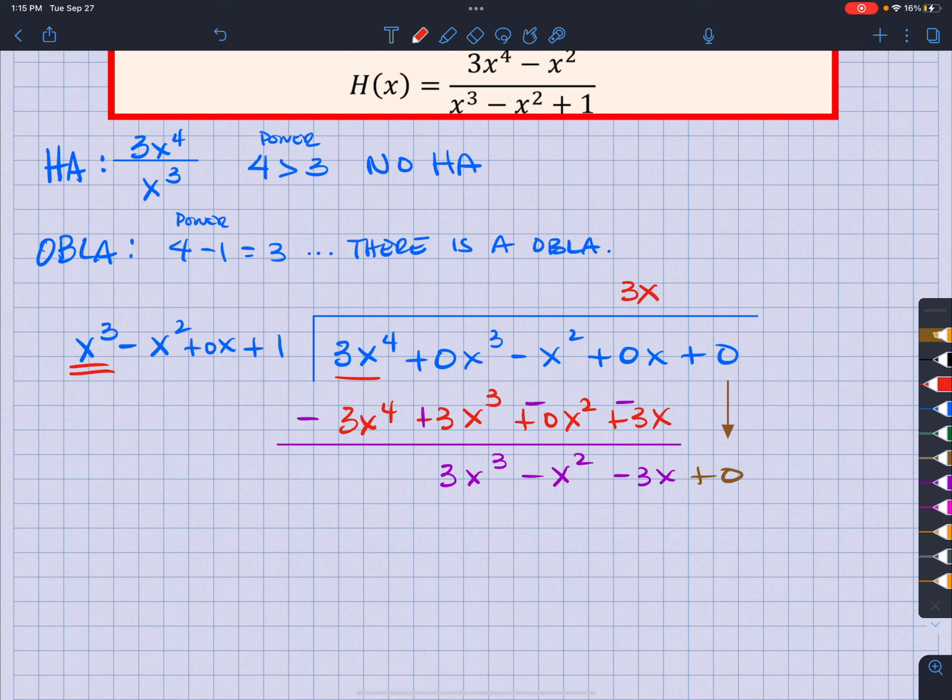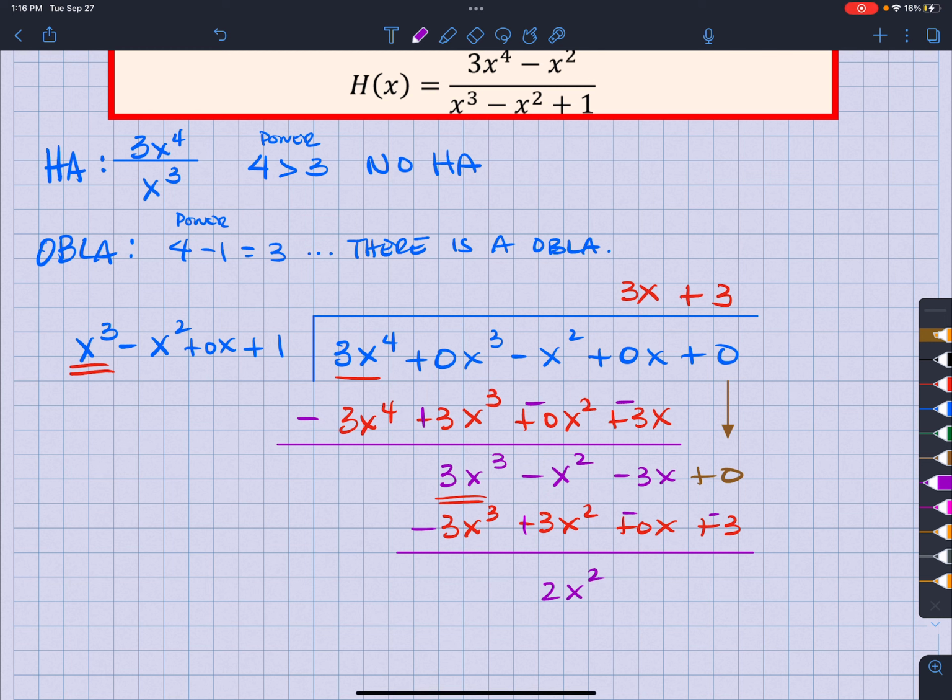How many times does x to the third go into 3x to the third? That would be 3 times. So let's multiply. I get 3x to the third, minus 3x squared, plus 0x plus 3. Flip the signs and add. Then I'm left with 2x squared minus 3x minus 3.